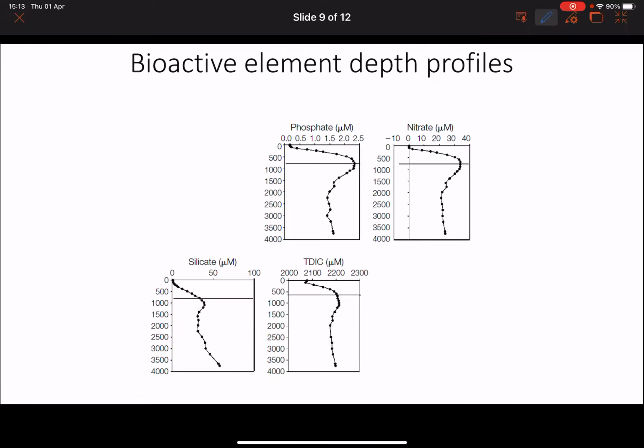Here's another example, the ones we're used to seeing: phosphate here and nitrate here, where concentrations go to 0 at the surface because they're being consumed. And then at depth, you have this remineralization signal. And then there's silicate, and then TDIC, that's total dissolved inorganic carbon. It's just showing the other thing you need for photosynthesis to happen.